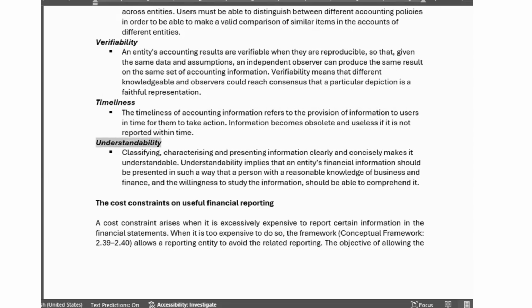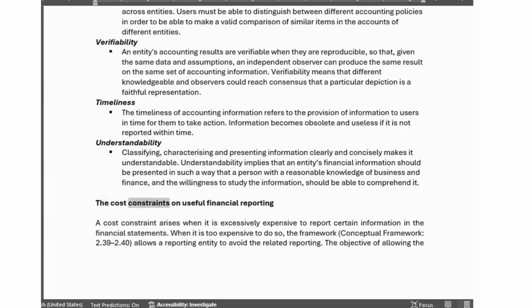Understandability. Classifying, characterizing and presenting information clearly and concisely makes it understandable. Understandability implies that an entity's financial information should be presented in such a way that a person with a reasonable knowledge of business and finance, and the willingness to study the information, should be able to comprehend it.